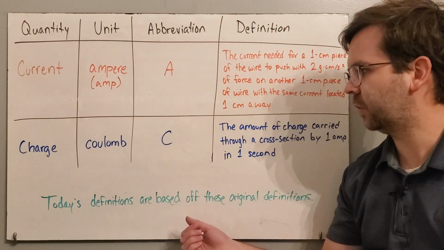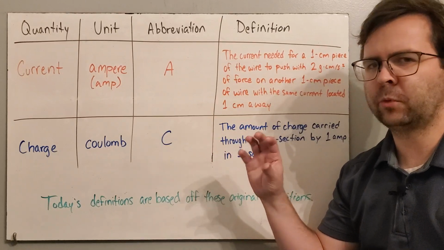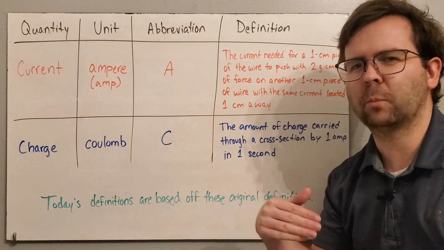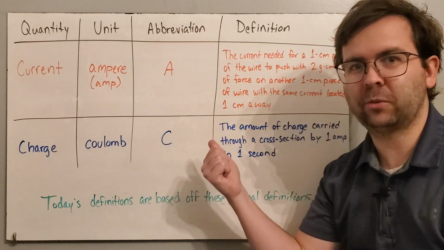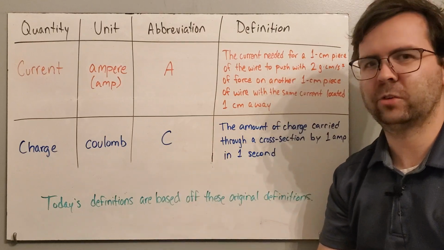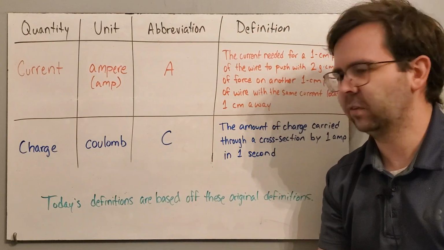And while today's definitions are modified slightly based on our more modern understanding of the speed of light and different things like that, they still are basically derived from these original definitions back in the 19th century.